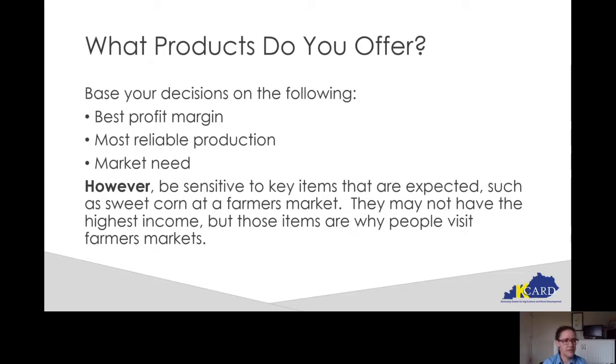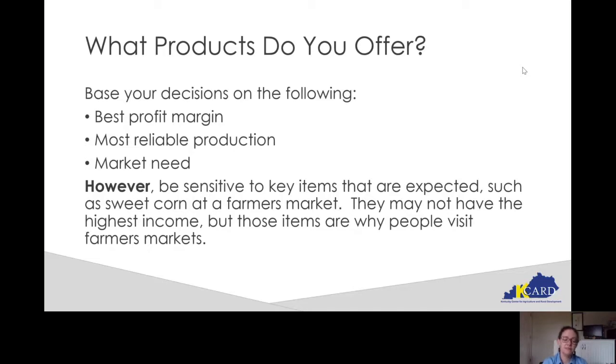So this is both based on what you enjoy and are good at growing, your best profit margin, and the market need. However, there are some things like sweet corn at a farmer's market. People want to go and buy corn and tomatoes from a farmer's market. It is a key item. It may not make the most money, but you know your customers expect it and it will bring them to your farmer's market booth. Or maybe you know that somebody will order at a restaurant and with that they'll order other things that are worth more. Having those key items is really a big part of why people visit a farmer's market.